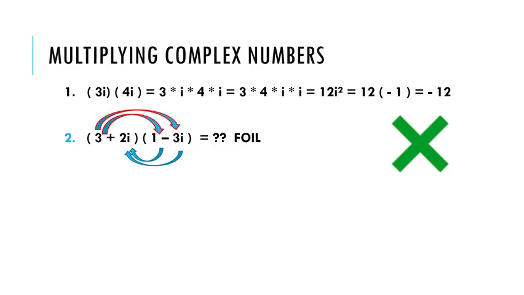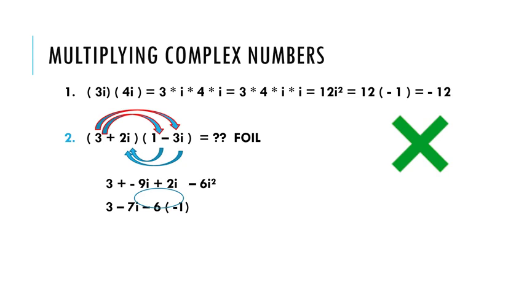All right? Okay, so what happens after that? 3 times 1 is 3. There it is. 3 times -3i is -9i. 2i times 1 is 2i. And 2 times -3 is -6, and i times i is i squared. Okay? All right, so far so good. Then we're going to circle these two together. So -9i plus 2i is -7i.